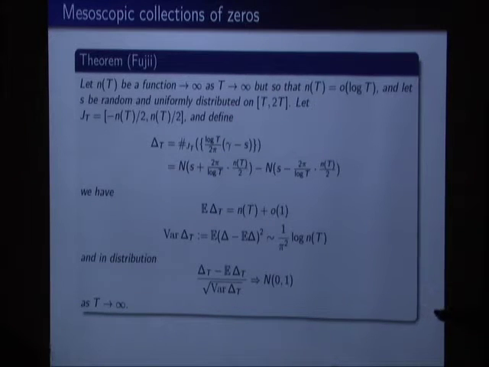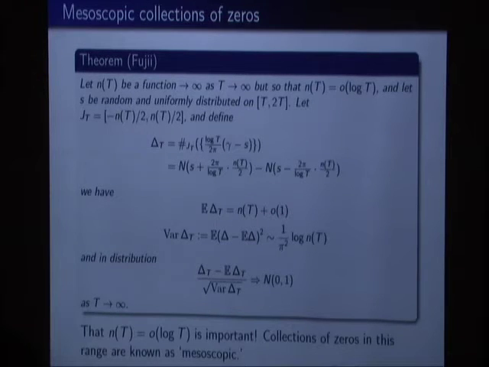And then, of course, it's a complicated computation to show this, but these things end up tending to Gaussian variables with this expectation and this variance. All right. So this is where the word mesoscopic comes in. I was very careful to restrict N(T) to be slowly growing here. If you don't do that, there's a phase change that happens in this theorem. And so collections of zeros in this range I call mesoscopic.